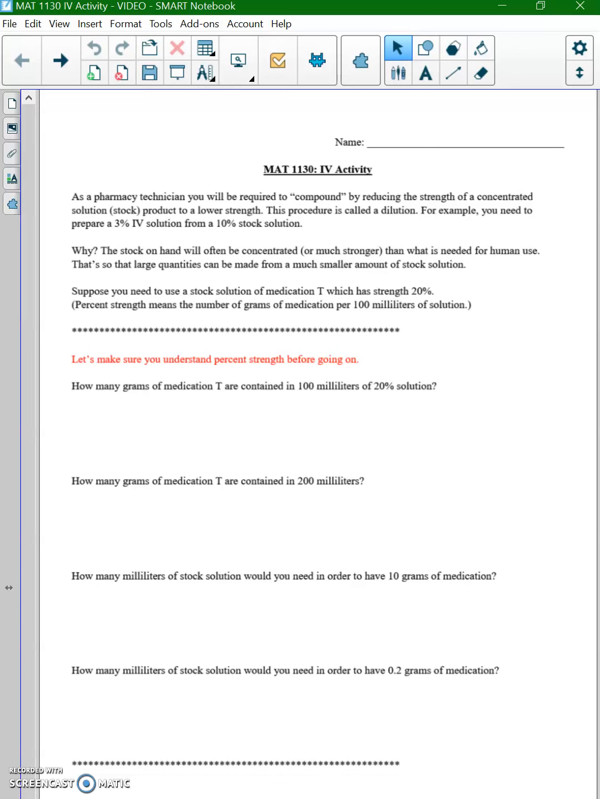So our next paragraph here says, suppose you need to use a stock solution of medication T, which has strength 20%. And we're reminded that the percent strength means the number of grams of medication per 100 milliliters of solution. And so on the remainder of this first page, we've got 4 review questions that are going to help us review what it means when we're working with strength of solution.